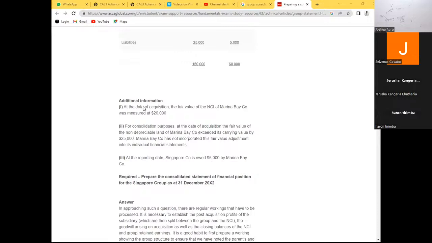For consolidation purposes, at the date of acquisition, the fair value of the non-depreciable land of Marina Bay Company exceeded its carrying value by $25,000. Marina Bay Company has not incorporated this fair value adjustment into its individual financial statements. At the reporting date, Singapore Company owed $5,000 by Marina Bay Company. So they want me to prepare the consolidated statement of financial position for Singapore Group as at 31st December 2022, end of the year.